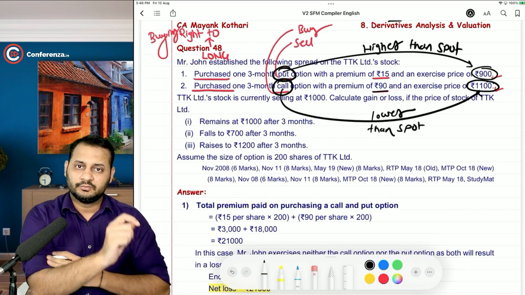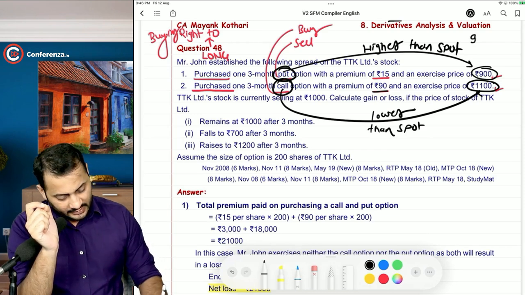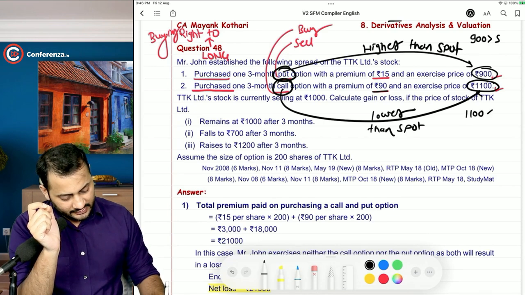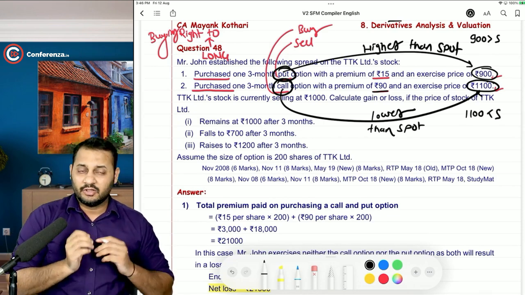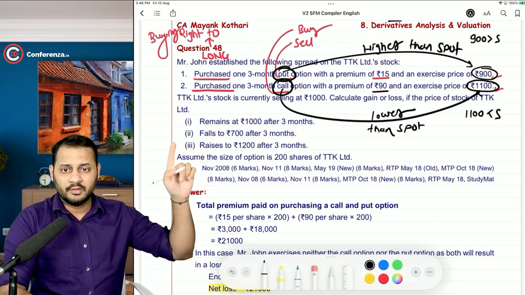Simple. So you will only exercise if the spot price is greater than 900 and less than 1100. Only in this case will the options be exercised. Now let's have a look.